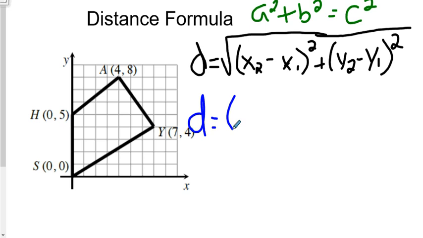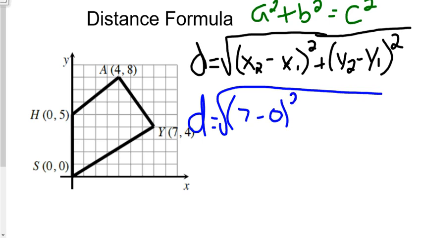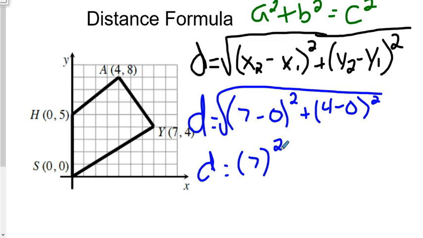So if you choose 7 as your x2 value, make sure you choose 4 as your y2 value, because those are the coordinate points 7, 4. So that's what I'm going to do. I'll do the square root of 7 minus 0, quantity squared, plus, and I'm going to use 4 as my y2 value, and that's squared. All right, now we're just going to simplify under the square root. Parentheses first, so 7 minus 0 squared is 7, and 4 minus 0 squared is 4.